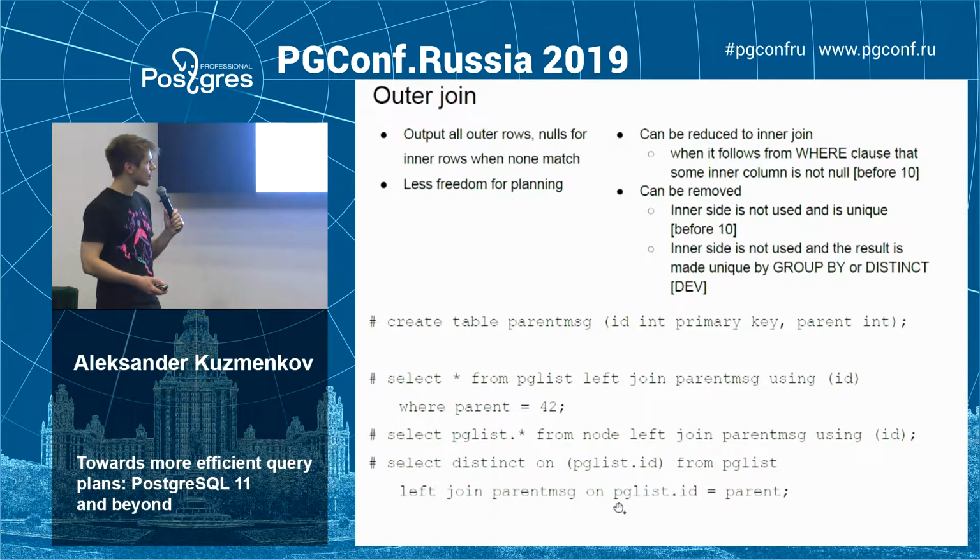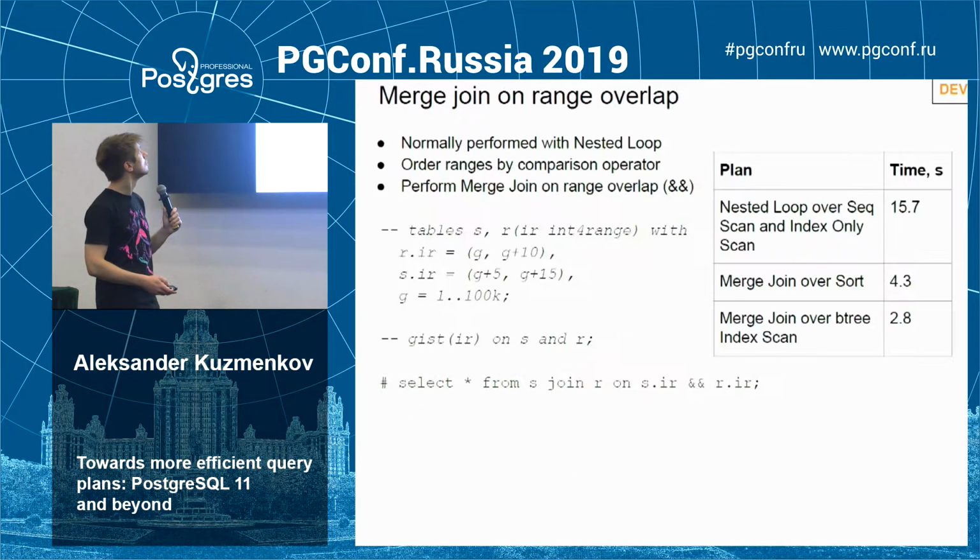Also there is an interesting case when the join is not on a unique column. We join on condition id equals parent, and parents can be equal across different messages. That is why some strings can be duplicated, but when we have distinct, duplicates will be removed and the join can be removed too. But this is under development for the moment.